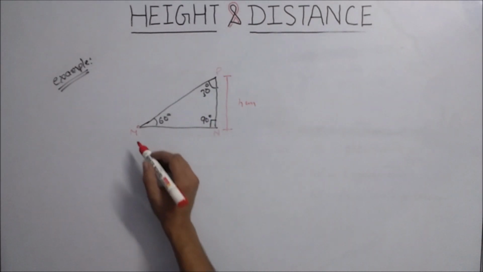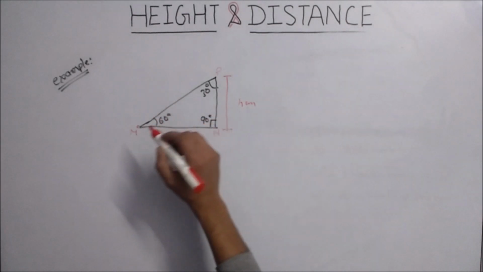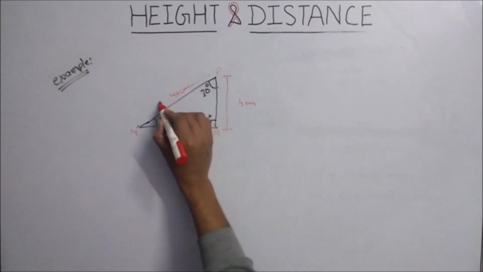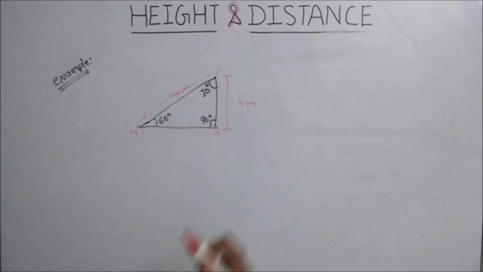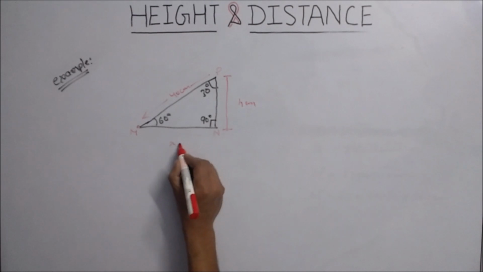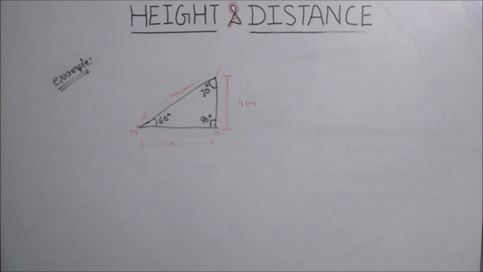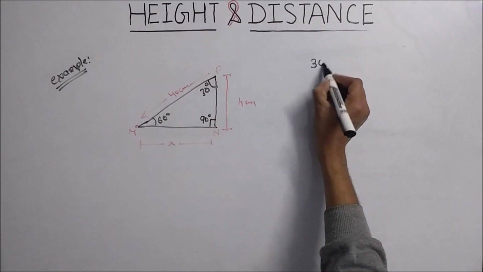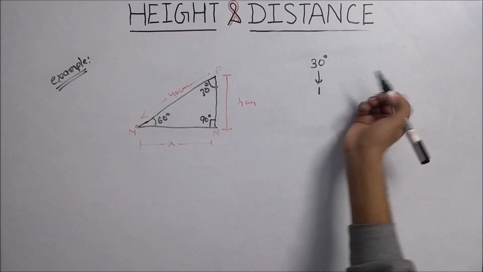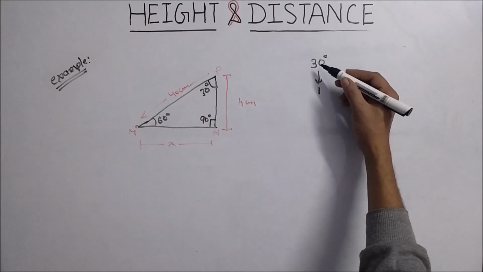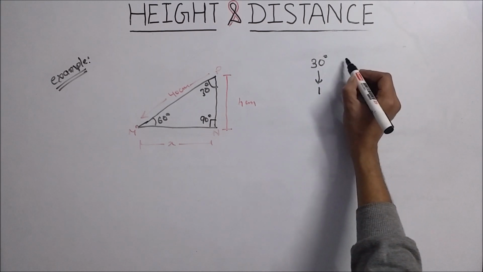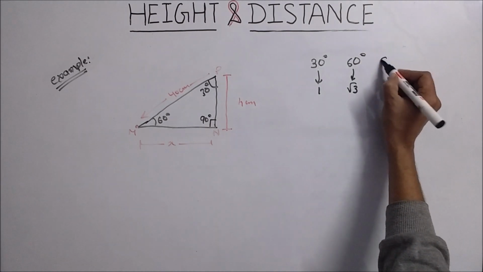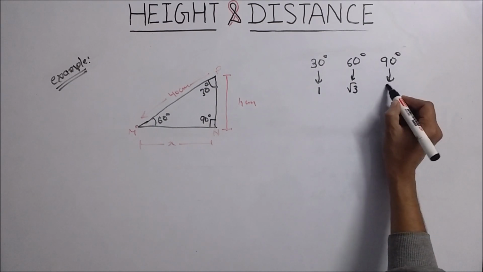And you are given that the man is watching the top of the tree and the distance between them is 40 centimeter. You have to find the height of the tree and the distance between the man and the tree. For this, you have to remember, when we talk about the 30 degree, its unit is 1, or you can say the opposite side is in ratio 1. If we talk about the 60 degree, it's root 3. When we talk about the 90 degree, it's 2.